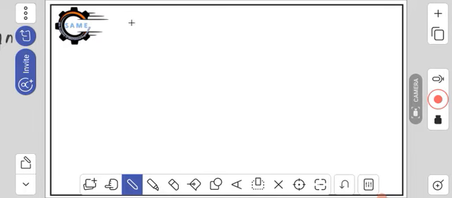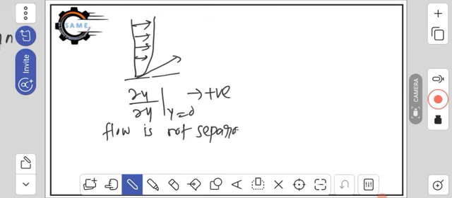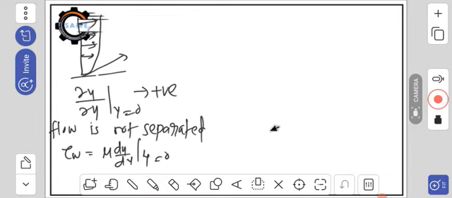Suppose this is my velocity profile, like this. Here, if I draw the velocity gradient, it is positive, which means ∂u/∂y at y equal to 0 is positive. And so the flow is not separated here. In this case, flow is not separated; it is attached to the surface. It means the wall shear stress tau is mu times du/dy at y equal to 0.